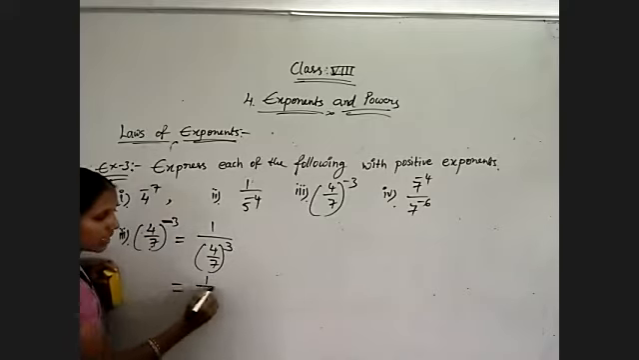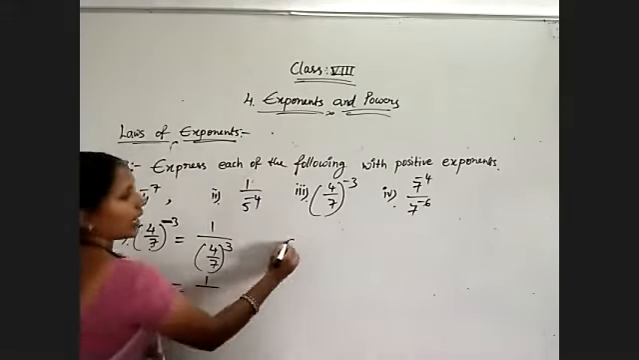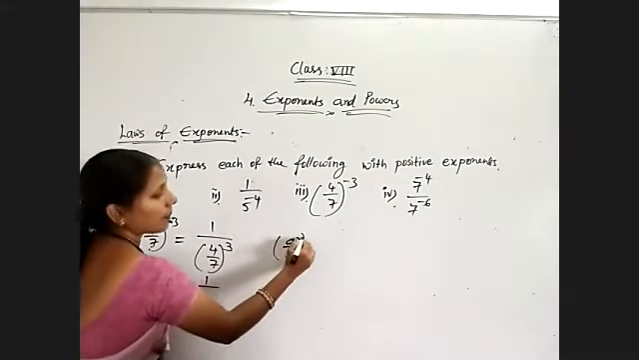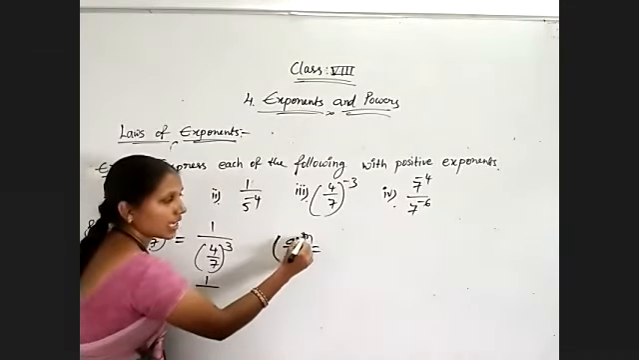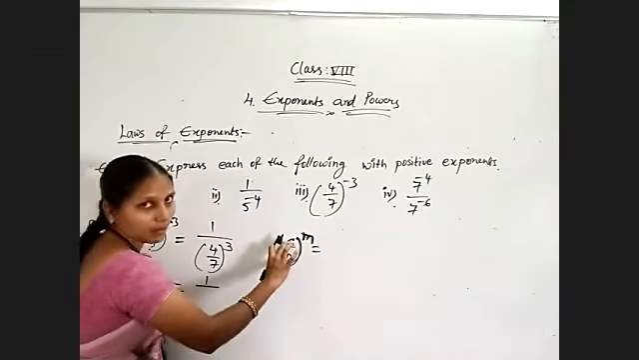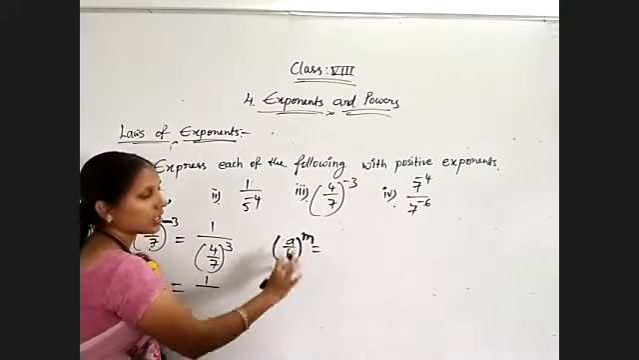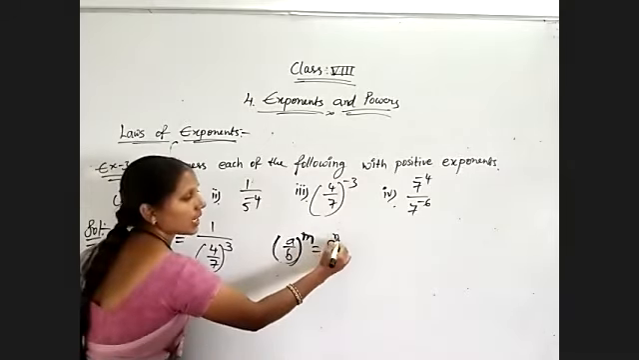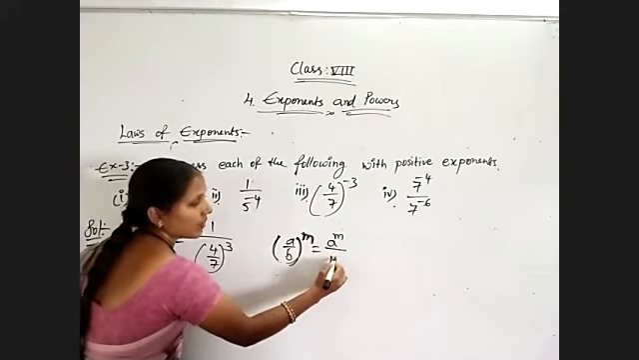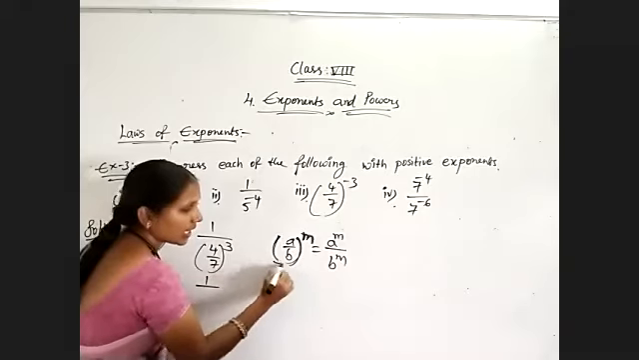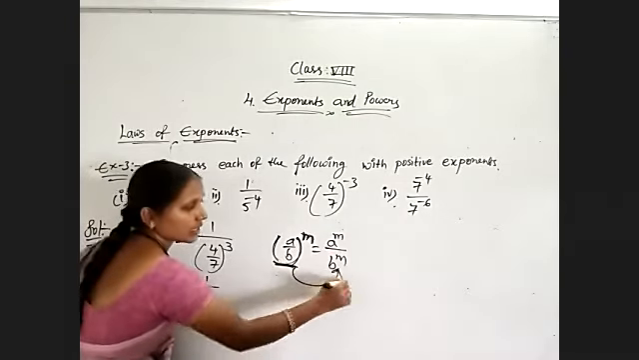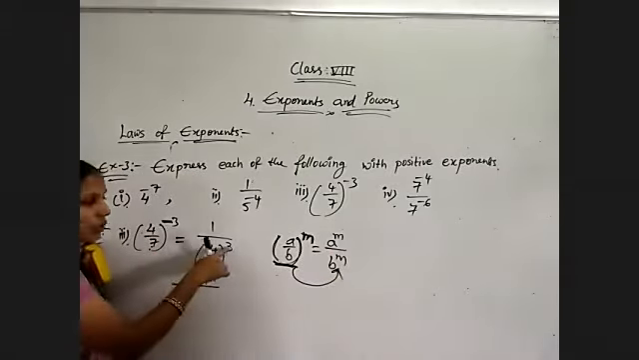Now, when (a/b) whole power m is given, if the exponent is the same for both the numbers, then separate those terms: a power m by b power m. If they are given in this form, then combine. Now they are given in this form, so do this side. That means separate for numerator and denominator.